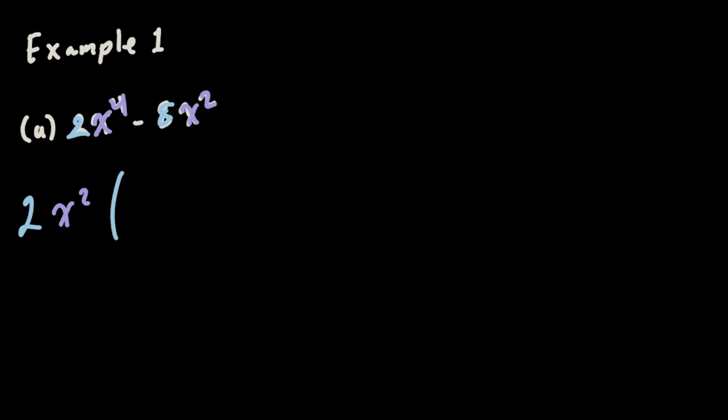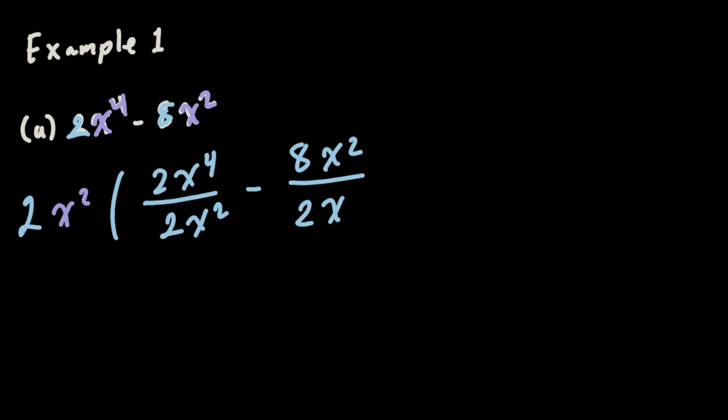Now we will divide, so we'll have 2x to the power 4 over 2x to the power 2, minus 8x to the power 2 over 2x to the power 2. As you can notice, we can simplify things here. This 2 and this 2 will be cancelled. This x to the power 2 and this x to the power 4 will give x to the power 2, because we are subtracting this 2 from this 4.